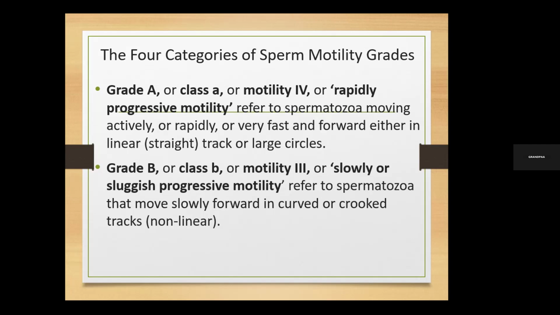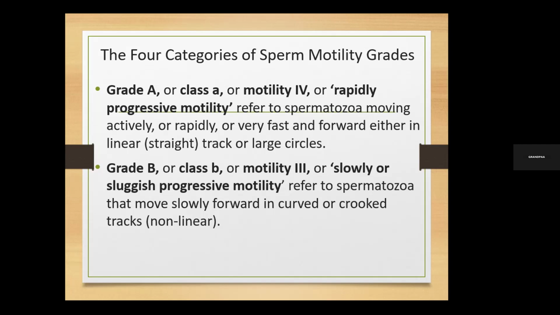Then you have the grade B, which are sluggish. They are moving forward, but they don't go as fast as those in grade A. They are almost going straight, so even if they curve at all, they'll go far before they take a bend. So that's the large bend, large curve or large circle.